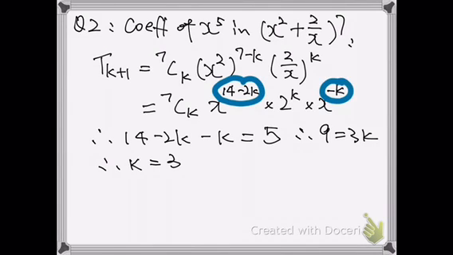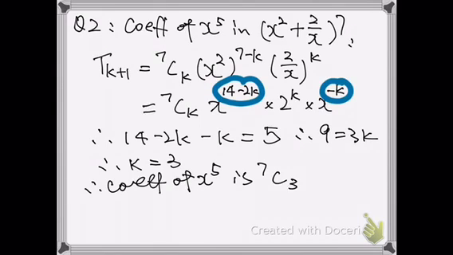Now we can say the coefficient of x to the power of 5 is 7C3, and we also have 2 here. So we have that times 2 to the power of 3, which equals 280. That should be your answer.